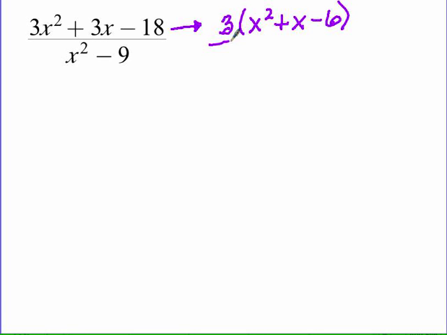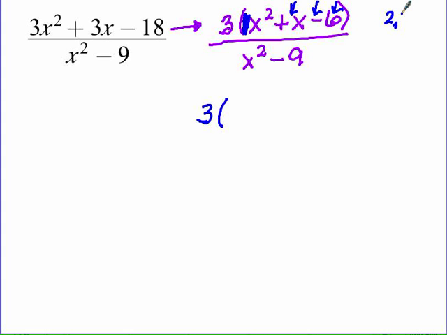The bottom, I can't take anything out, so right now I'm just going to leave it as x squared minus 9. Now this is not in simplest terms, because I can factor these. That's why we spend so much time on factoring. Since there's a 1 right here, I'm looking strictly at the last number: 2 factors of 6 that differ by 1. What are those 2 factors of 6 that differ by 1? 2 and 3. How do you get a positive 3 from 2 and 3?